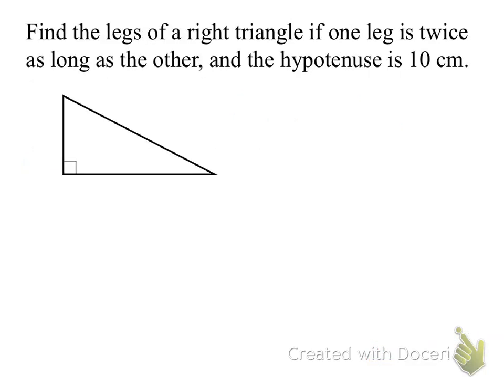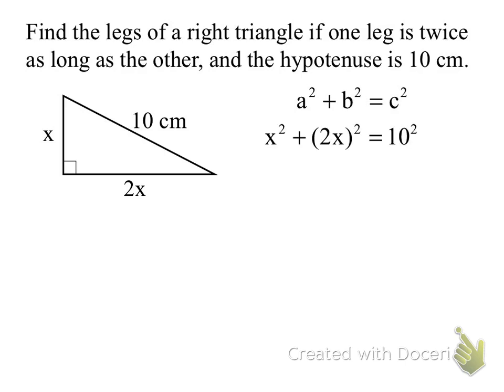Okay. Next problem. Find the legs of a right triangle if one leg is twice as long as the other and the hypotenuse is 10 centimeters. What are we going to call the first leg? X. And what do we call the second leg? 2x. So what's my Pythagorean theorem going to look like? X squared plus the quantity of 2x squared equals 10 squared. Remember, the 2 is squared as well, not just the x.